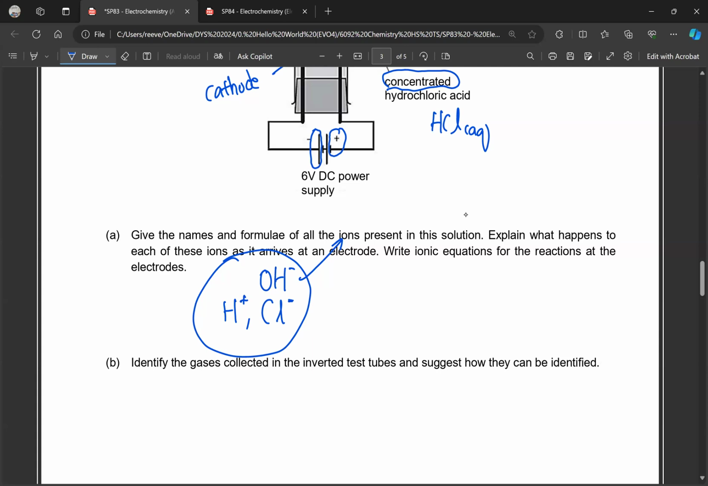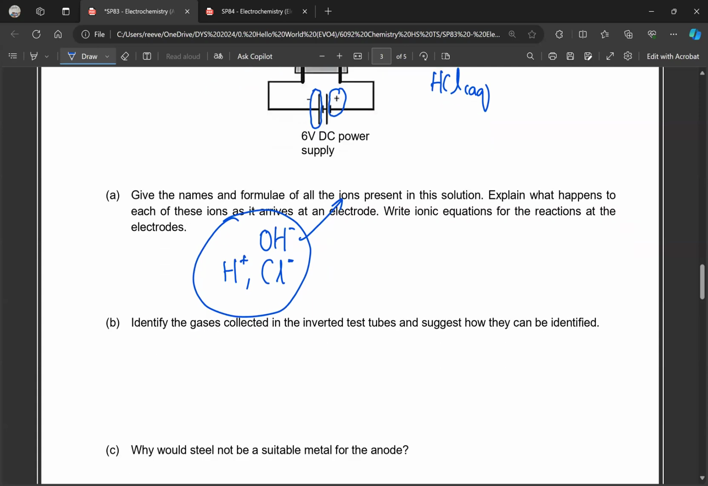Next: explain what happened to each of these ions as it arrived at the electrode. Let's just look at the cathode. The cathode attracts cations, so the cation is H plus. When H plus goes there, it takes in an electron, because positive must take in the negative electron. When it takes in the electron, it becomes neutral, so it becomes H. But because it's diatomic, you put 2, and then the state symbol: H2, gas. Is it very difficult?